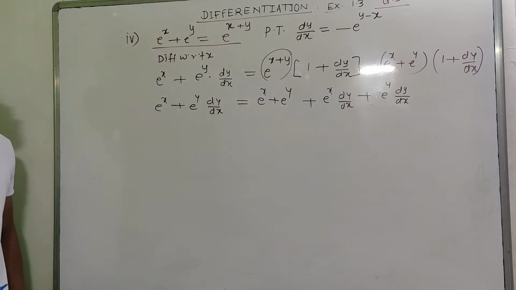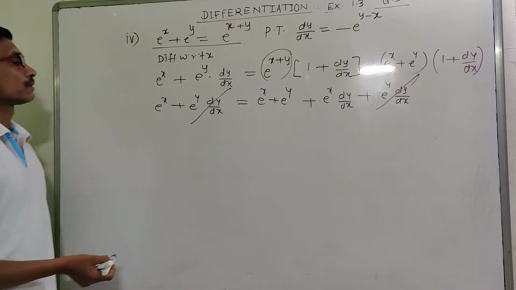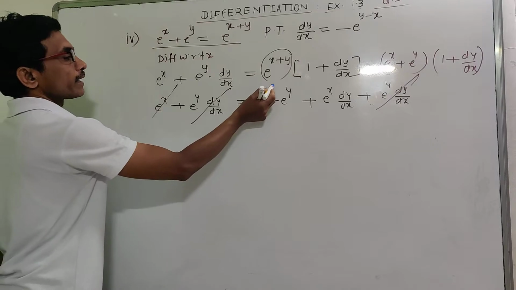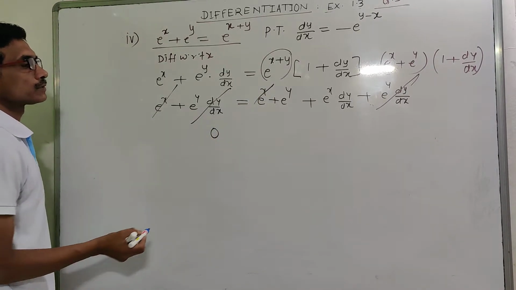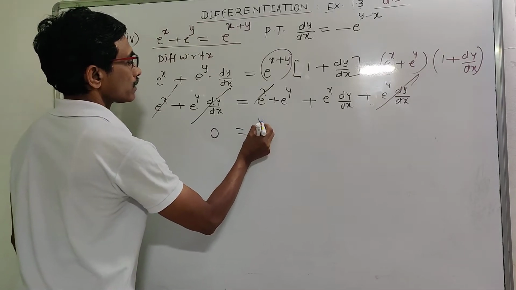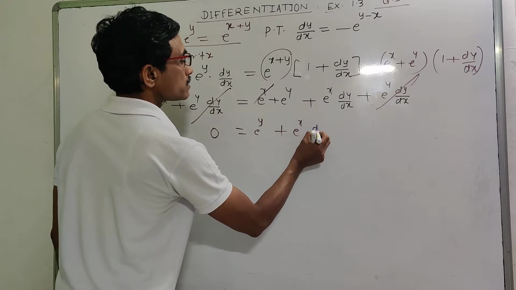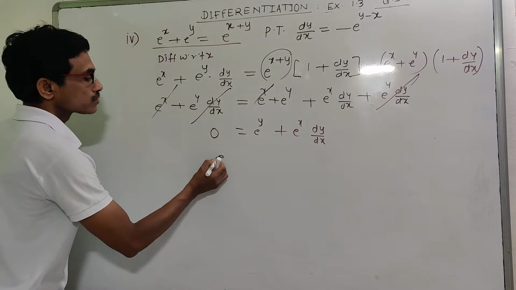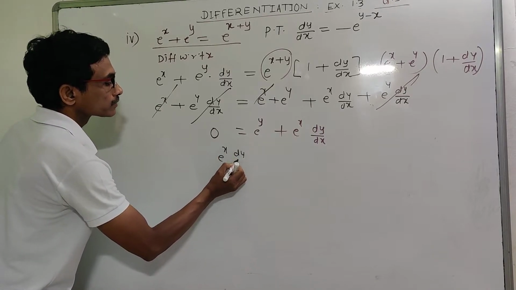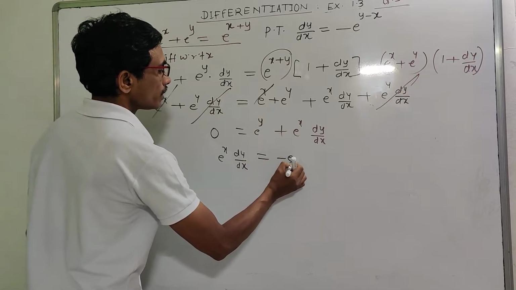Now what can we cancel? e raised to power y dy by dx appears on both sides, and e raised to power x is getting cancelled. Our left hand side becomes 0. So the right hand side is e raised to power y plus e raised to power x into dy by dx. So e raised to power x dy by dx is equal to minus of e raised to power y.